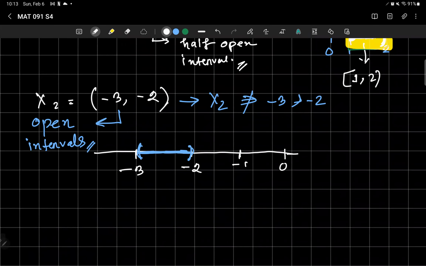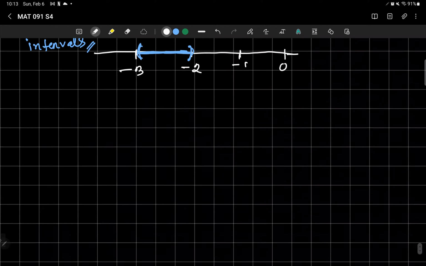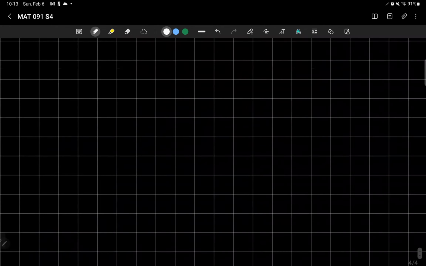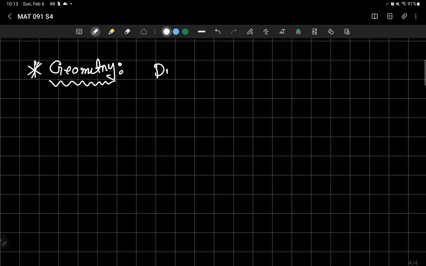Okay, if not, what did I talk about so far? I talked about real numbers, I talked about intervals, and I wanted to talk about geometry and polynomials, right? So let me talk about some basic geometry first, then we'll get into the business of polynomials. These are high school geometry stuff. And we'll start with the concept of a distance.